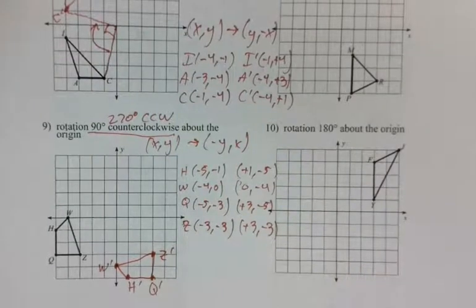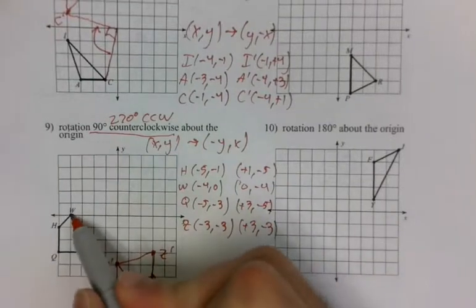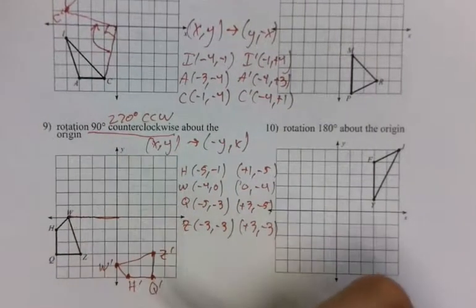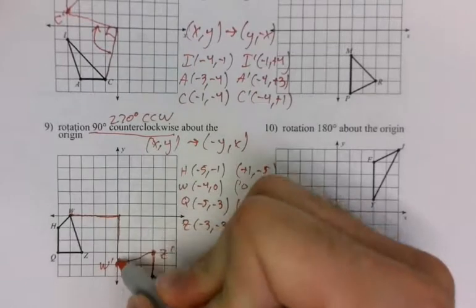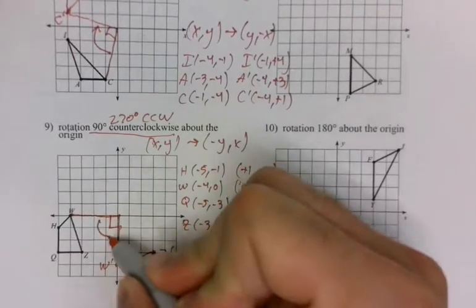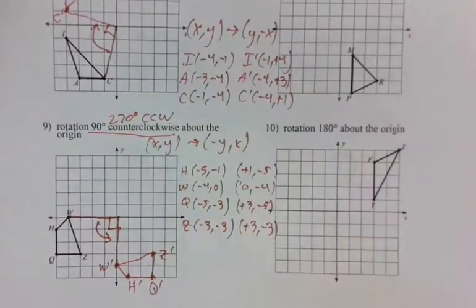And again, you can check your work. If I was to do W, because that would actually be the easiest, if I went from W to the origin, and from the origin to W prime, notice I've just gone counterclockwise 90 degrees.